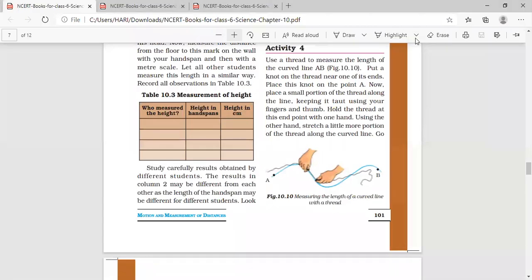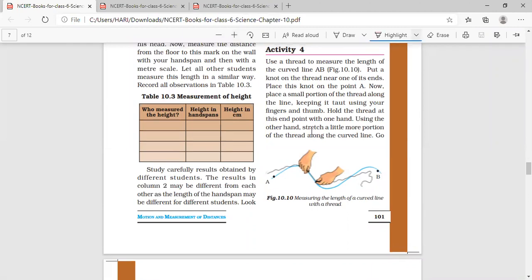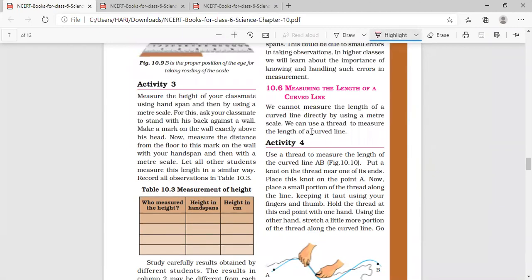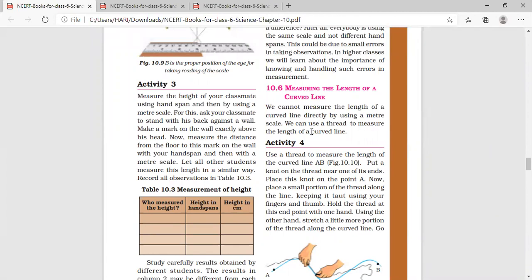Hello students, let us continue chapter 10, Motion and Measurement of Distances. Children, you have learned how to measure the length of an object using a scale or a meter rule. Now you are going to see how to measure the length of a curved line.